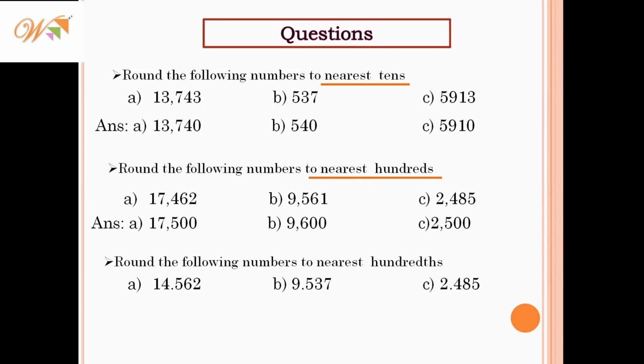Next question is to the nearest hundredths. Now we are talking about the digit at the hundredths place in the decimal. Right? So this will become something like this. 14.562 becomes 14.560.